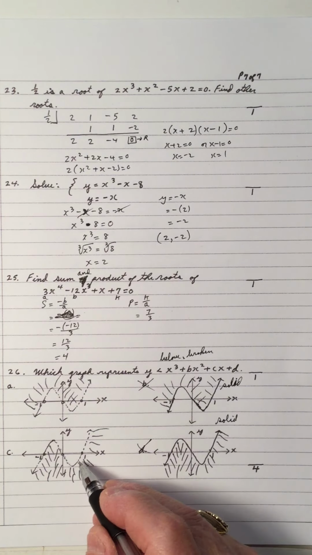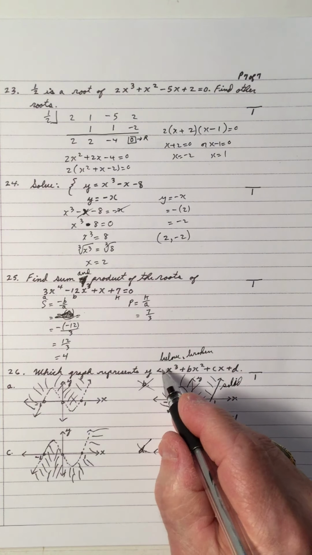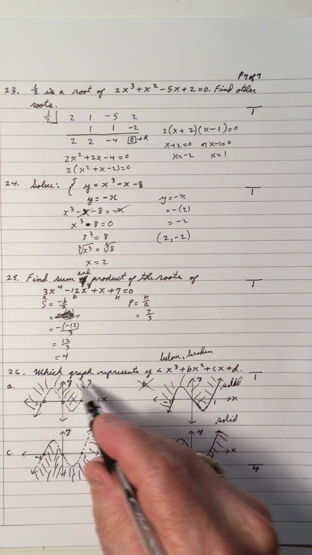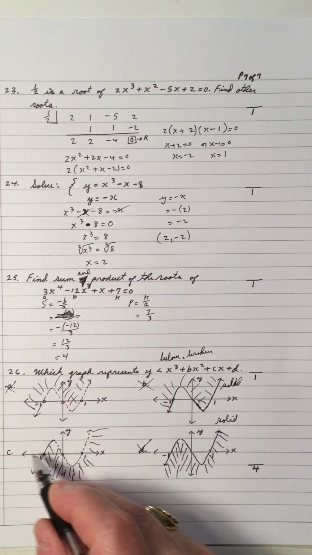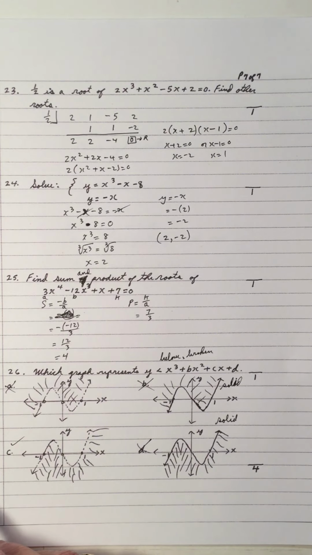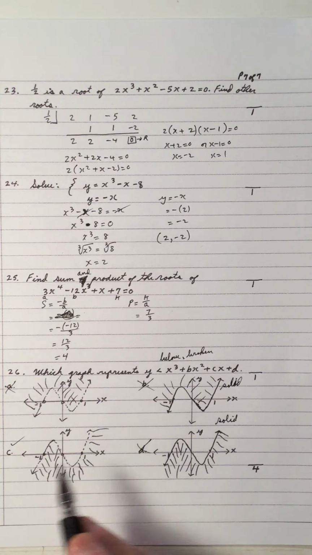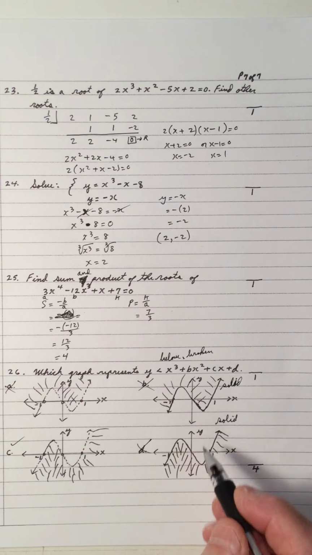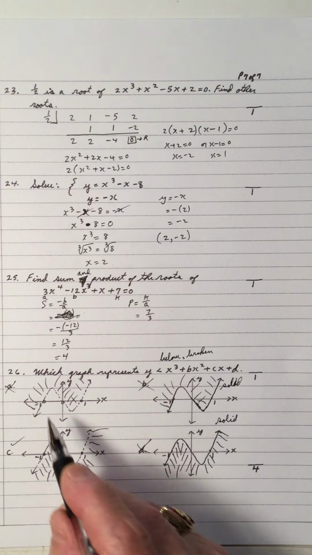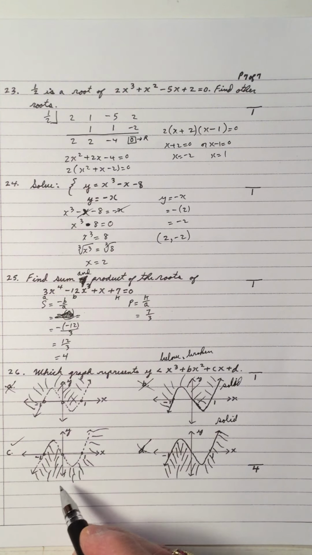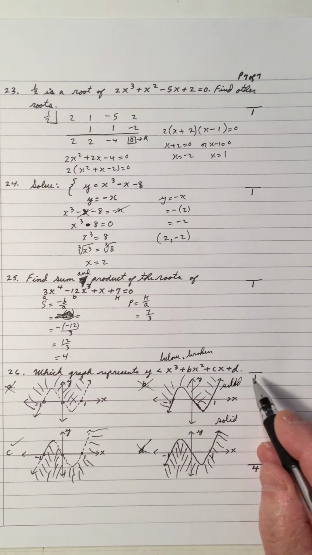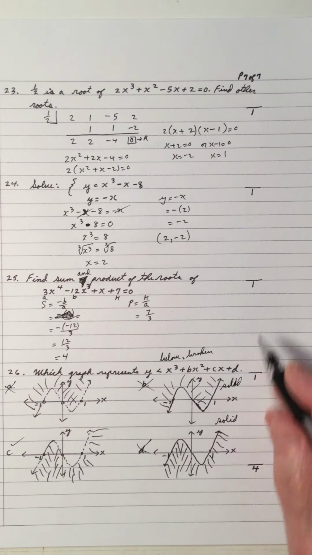So it has to be one of these two. Less than shades below. This is above, so A is not the answer. So the answer is C. I put the same x-intercepts in all the diagrams, so you had to pick out if it's solid or broken, and you had to pick out above or below. So C is the answer. Put your mark in. 1.